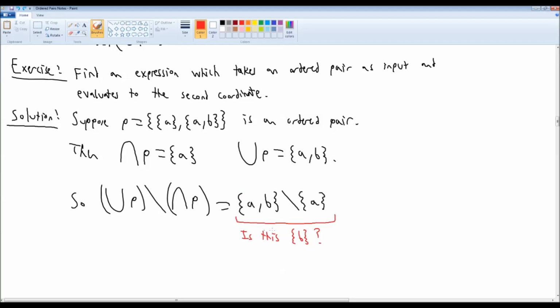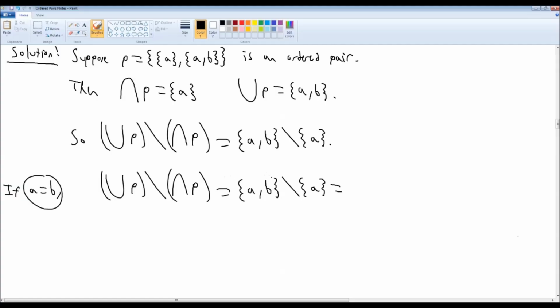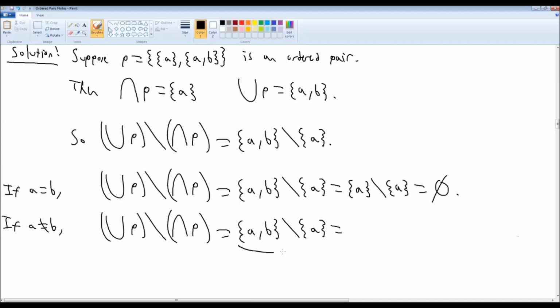Now, the rookie mistake is to assume that the set difference just simplifies to {B}. However, that's not always true. It depends if A and B are distinct or not. If A and B are equal to each other, then this set is just really {A} in disguise. So this becomes {A} minus {A}. And whenever you take the set difference of a set with itself, you just get the empty set. But what happens if A is not equal to B? Well, if A is not equal to B, then this simplifies to {B}.